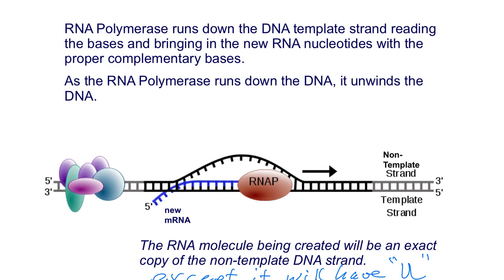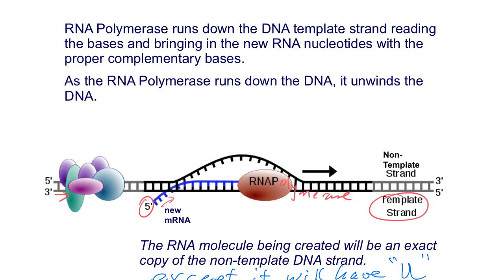So here we see RNA polymerase reading the template strand, reading in the 3 to 5 direction, and making new RNA, the blue strand, in the 5 to 3 direction. But it's reading the template strand in the 3 to 5 direction. Okay, so that's kind of tedious to learn.